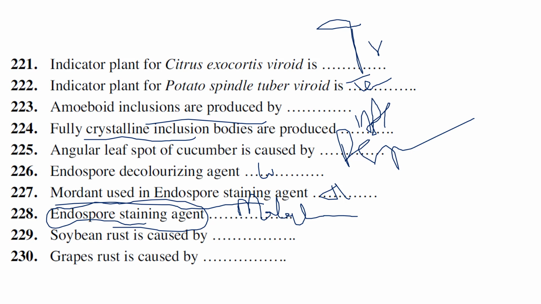And grape rust is caused by. We may have studied downy mildew and powdery mildew, but grapes also have a rust disease, which is caused by Phakopsora uvae. Phakopsora uvae causes the rust in grapes.